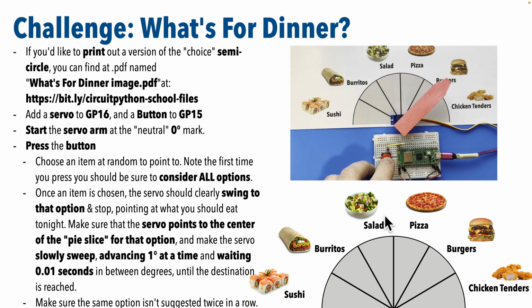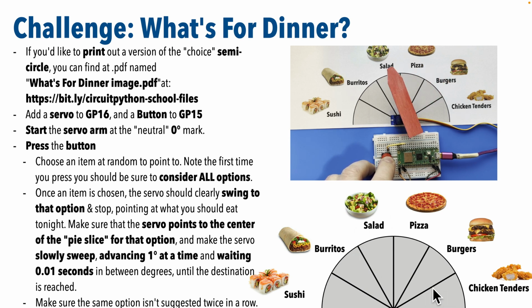Now remember, your servo should point right in the center of an item, not along the line that separates items. Make the servo slowly sweep, advancing 1 degree at a time and waiting 0.01 seconds in between degrees until the destination is reached. And make sure that your solution never repeats the same suggestion twice in a row.